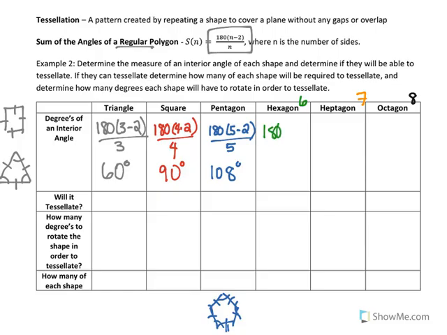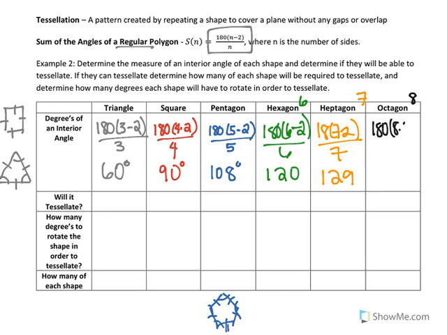Okay, you should have got 180 times (6 minus 2) divided by 6 to get 120. You should have got 180 times (7 minus 2) divided by 7 to get 129. And then you should have got 180 times (8 minus 2) divided by 8 to get 135.